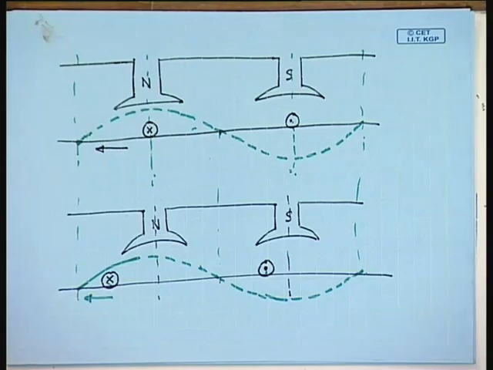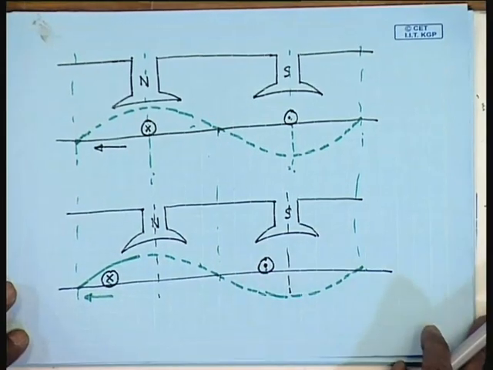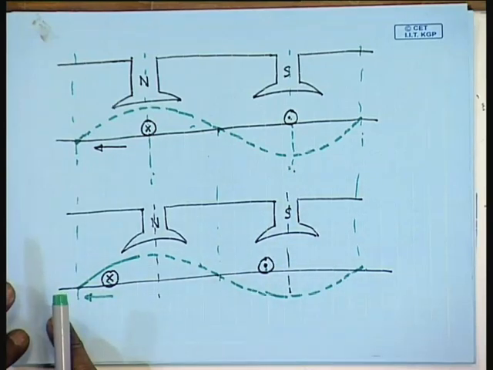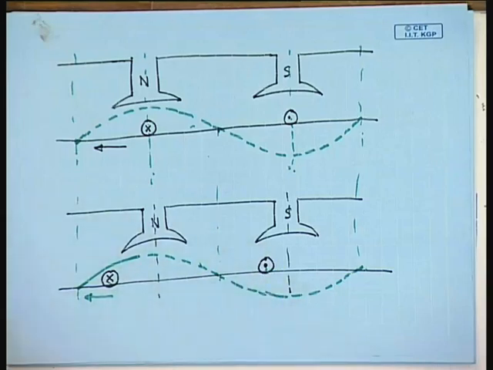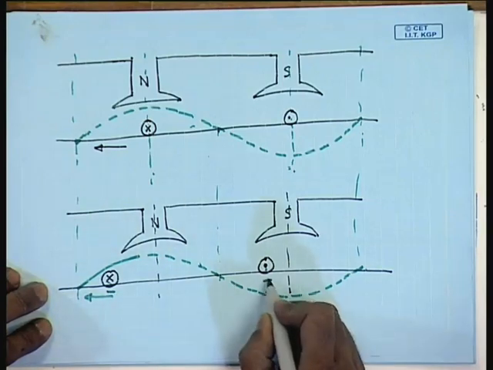What will be the polarity of the induced voltage? The polarity of the induced voltage will be such that it will try to oppose the flow of current in this conductor, because that is the cause. Because of this current flow there is a torque generated, and that is why the body is moving. It will try to oppose the flow of current in this coil. Therefore, the polarity of the induced voltage will be this negative, this positive.